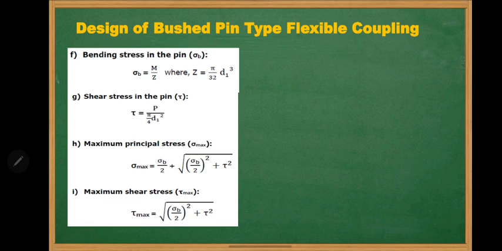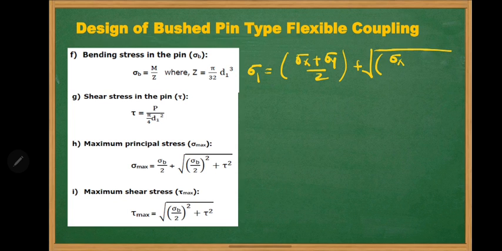Next is maximum principal stress. The maximum principal stress is calculated using the equation sigma 1 equals (sigma x plus sigma y) by 2 plus under root of ((sigma x minus sigma y) by 2) whole square plus tau xy whole square. This equation for principal stresses we have already learned in our first unit. It is the condition of a biaxial stress system.